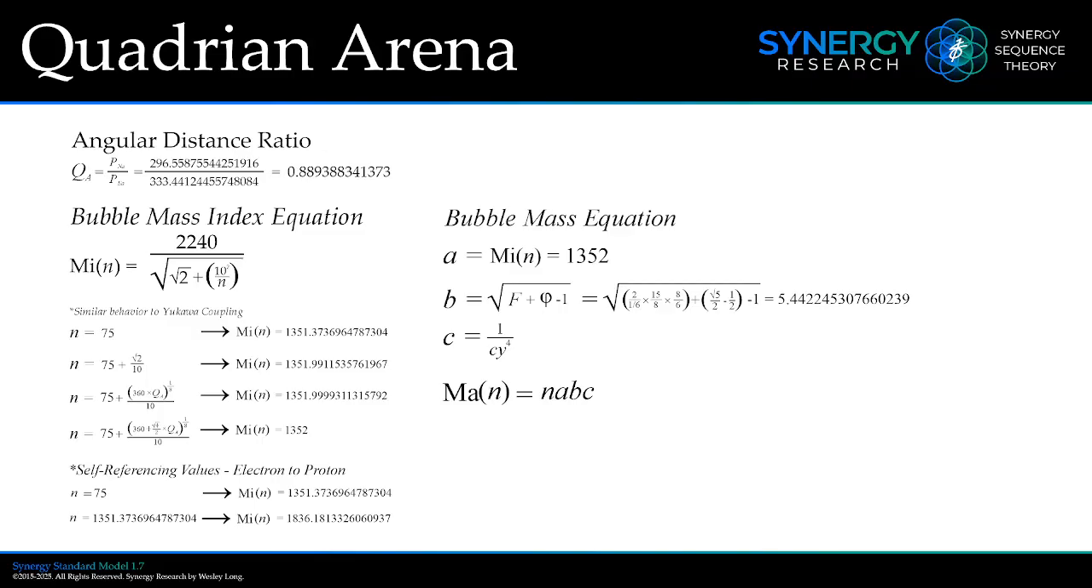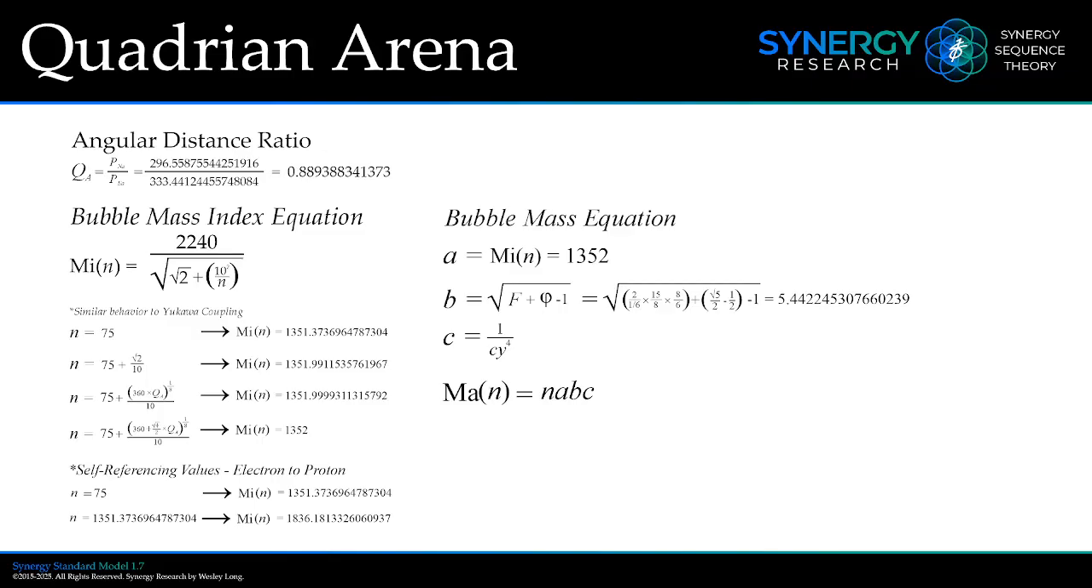Let's examine how the variable n interacts. At n equals 75, we get MI equals 11351.3737. But as we add specific offsets, involving square root of 2, or more significantly involving QA, the values converge. By the time we hit the composite form, n equals 50 plus 360 times QA over 10 to the power 1.5, MI lands exactly on 1352.2. This value, 1352, becomes the foundation for mass.